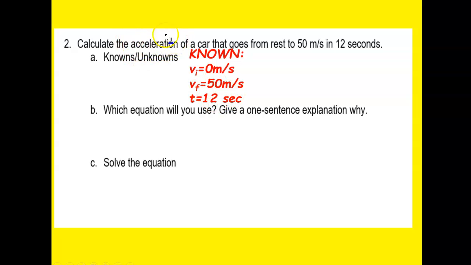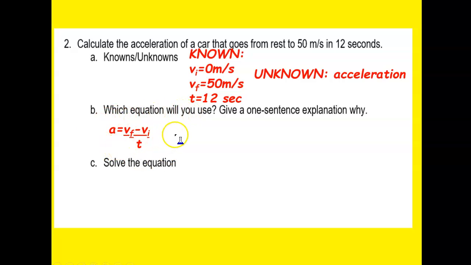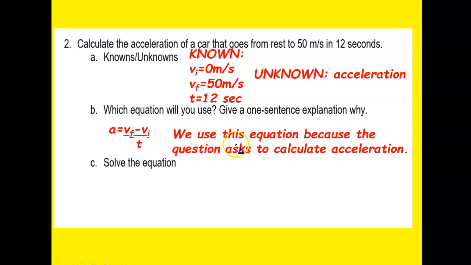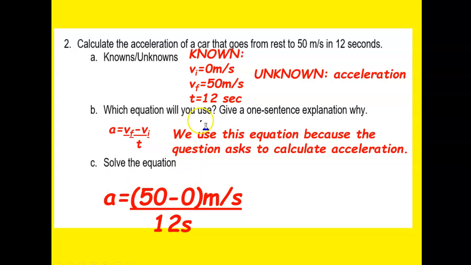The question asks for the calculating of acceleration, so that's my unknown. Based off of that, the formula that I would use is the acceleration formula. Here, you need to give a sentence to explain why I'm using this formula. Well, because it actually asks for acceleration, that's the reason why I'm going to use the formula. And then you're going to solve the equation. All you're doing is plugging all of your knowns into the equation that you have, and then you solve.